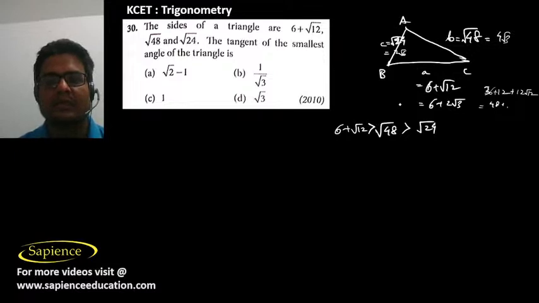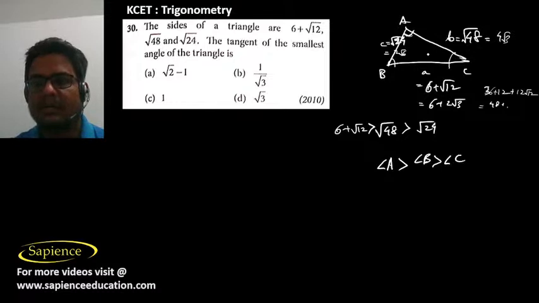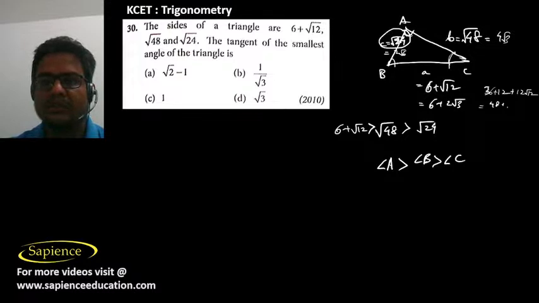So therefore, the angle opposite to the longest side will be the largest. So angle A is the greatest, which is greater than angle B, and angle C is the least. Since the side which is opposite to the angle C is having the lowest length. So therefore we need to find tangent of the smallest angle. It means tan C. Tan C has been asked.